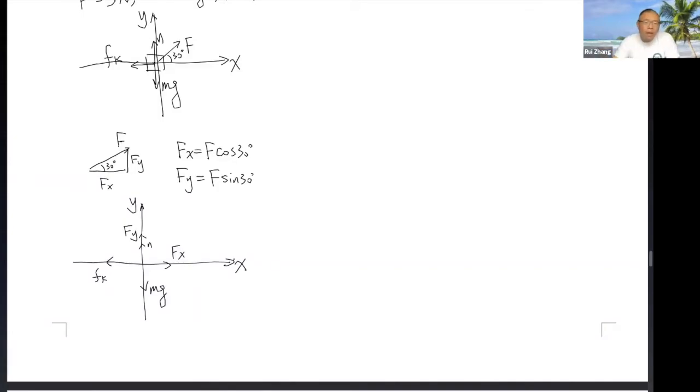Now they are either along the x direction or y direction. Instead of considering this original F, we consider these two components. They're equivalent because F equals Fx plus Fy. So we can write down our Newton's law.